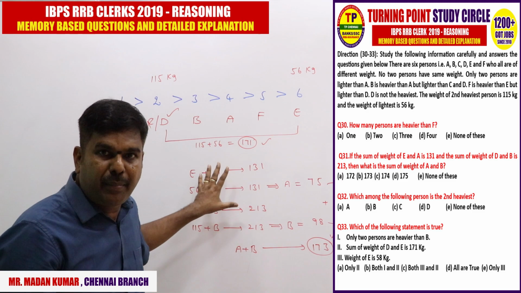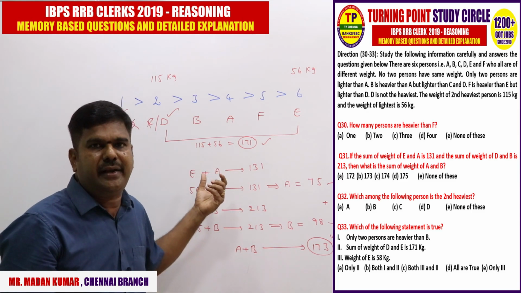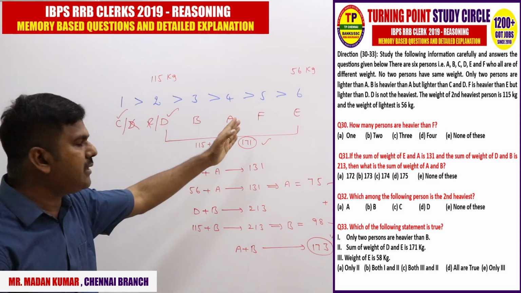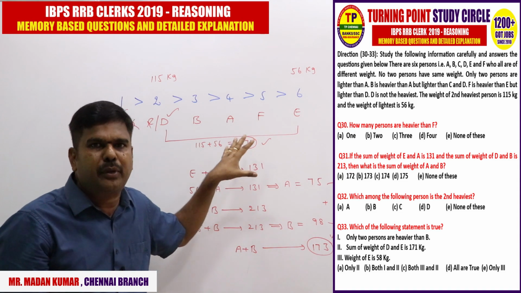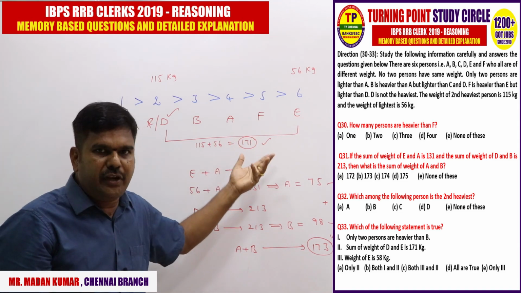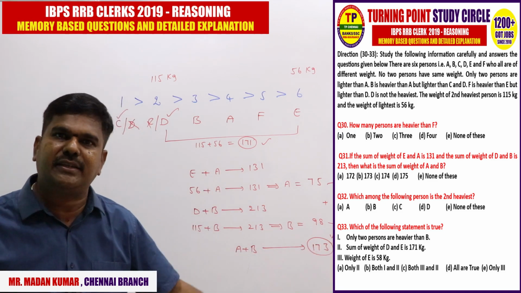Hope you are clear with the comparisons, the problems that were given and how we made it. So directly just go ahead with 1 is greater than 2, greater than 3, greater than 4, greater than 5, greater than 6. If six people are there, accordingly we need to go ahead based on the number of persons given. Hope everybody is clear. We will go ahead with the next session.